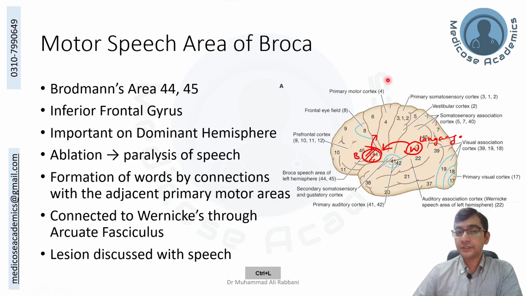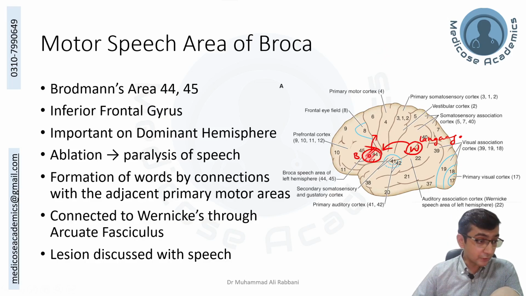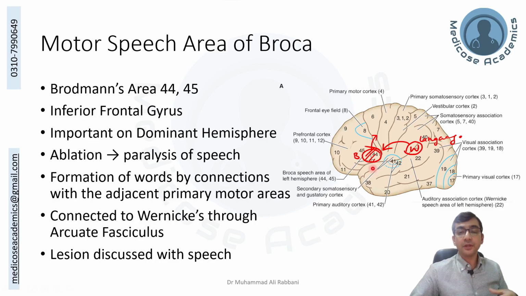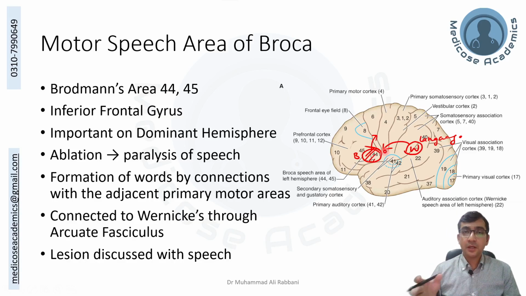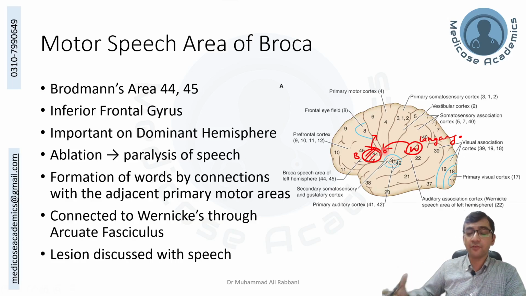So if that area becomes non-functional, the person will know what to say. The person will be able to make sense, but will not be able to speak fluently because, depending upon the extent of damage, more than a few steps cannot be stored. A person can say a few words at a time, or one word at a time, a few syllables at a time, or not at all, depending upon how extensively Broca's area has been damaged.